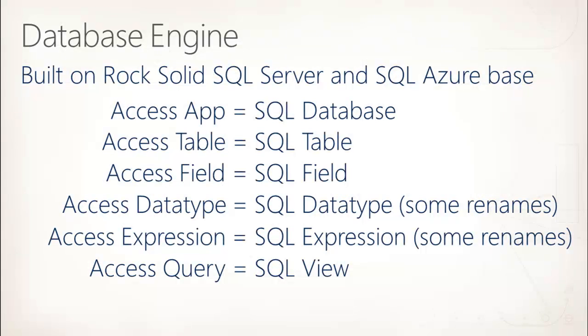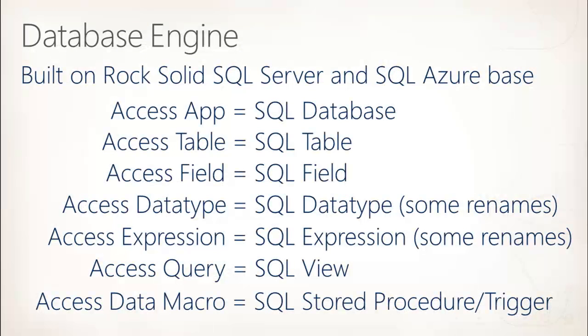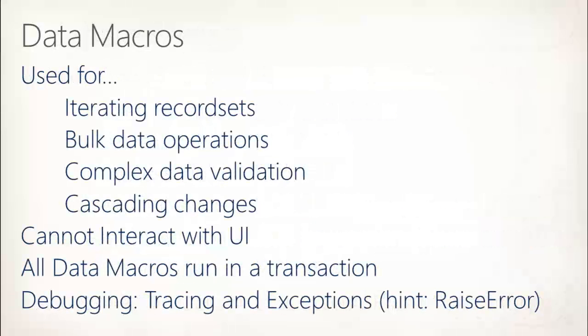Access data macros become SQL stored procedures and/or triggers, one for one. And we talk about data macros a little bit in more depth. Bob built a UI macro. There's a set of actions there for manipulating UI, like changing the view, throwing a message box, or changing the value of a control. But it doesn't ever touch the data tier. All of that's relegated to data macros.